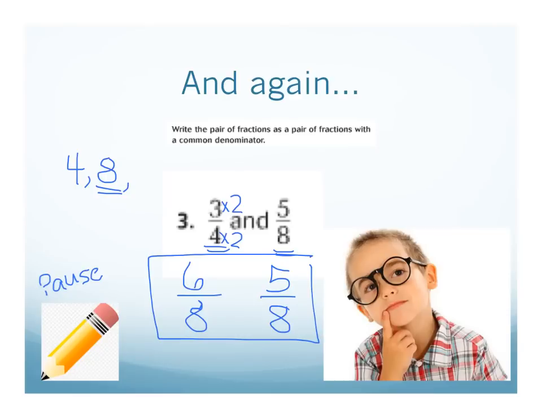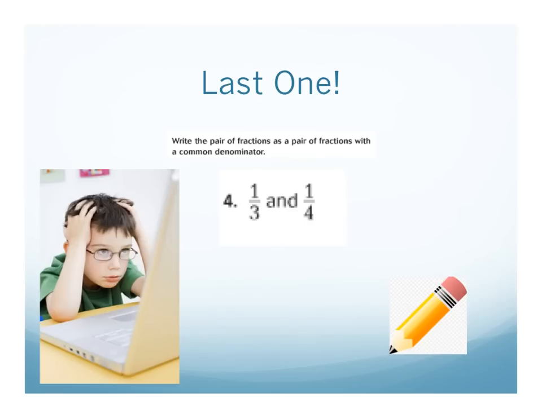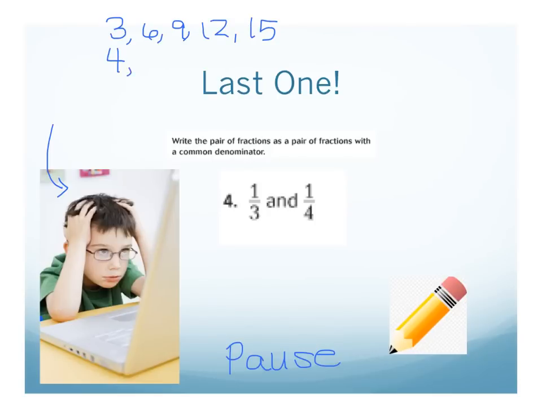Here's our last one to try together. 1/3 and 3/4. And my friend, this kid ain't looking confused for no reason. So you may have to list some multiples for both of those denominators. Pause the video while you give it a try on your own. Well, let's see how you did. So I've got 3, I've got 6, I got 9, I got 12, I've got 15. I've got 4, I've got 8, I've got 12, I've got 16. Wait for it. 12.